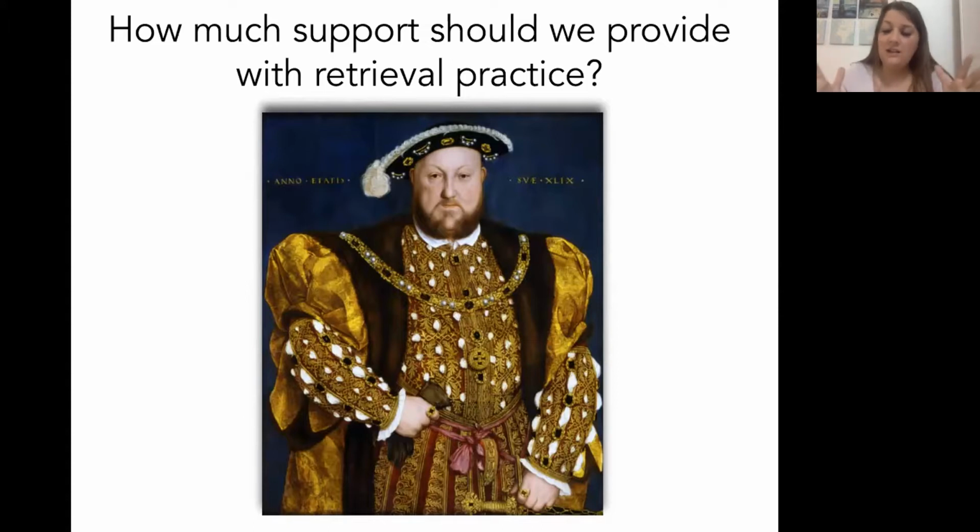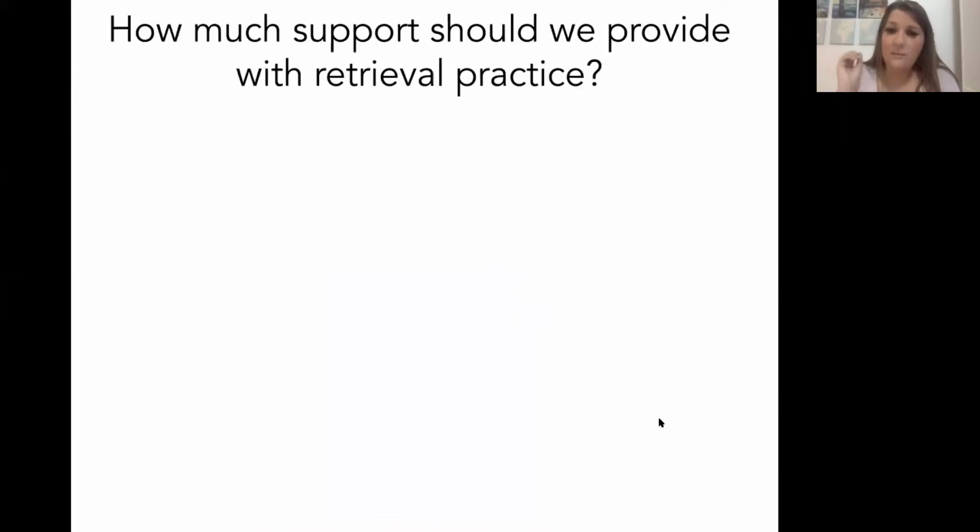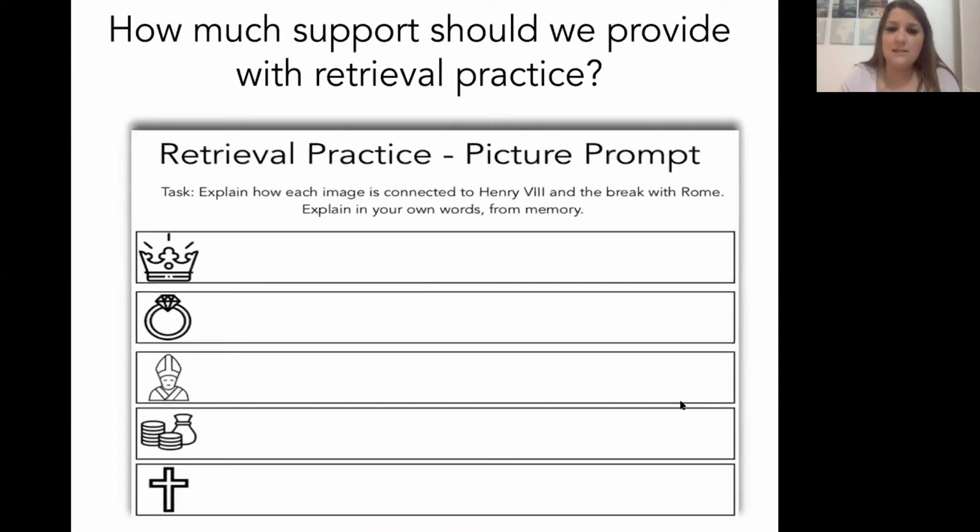So with that Year 8 class, I remember it was coming up, and I thought, I'm not doing this portrait again. I'm going to change it. I want better responses. And that's how I came up with the picture prompt idea. The icons are from nounproject.com. Explain how each icon links to Henry VIII and the break with Rome. And they were able to write about his divorce, about his desire for a male heir, argument with the Pope, the Church of England. Their answers were much better.